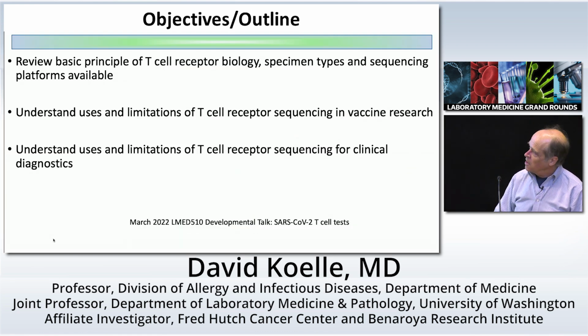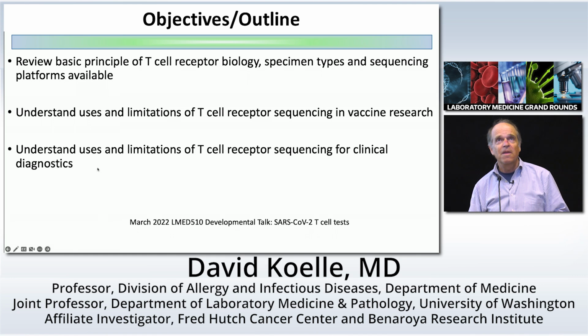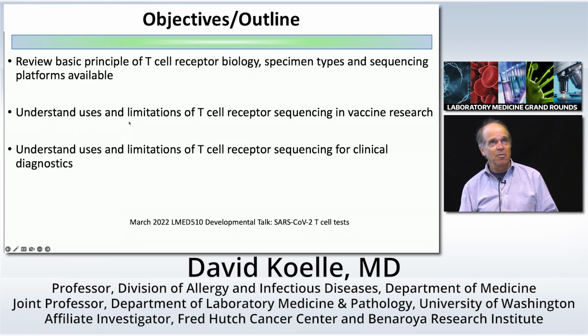My objectives for today are to review the basic principles of T-cell receptor biology and the specimen types we can use and some of the sequencing platforms that are available, and to understand some of the uses and some of the limitations for T-cell receptor sequencing in vaccine research, a little bit more so than the third bullet point, which is the use of T-cell receptor sequencing for clinical diagnostics. There is one FDA-approved indication at this point for diagnosis of an infectious disease that I'll mention.